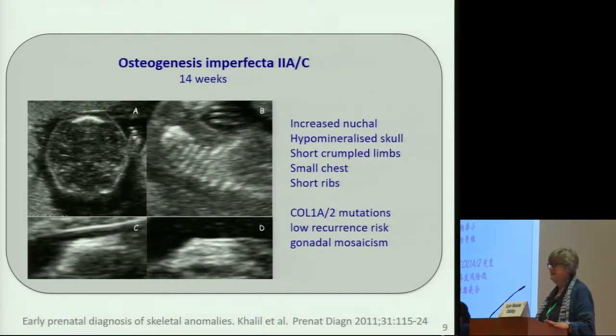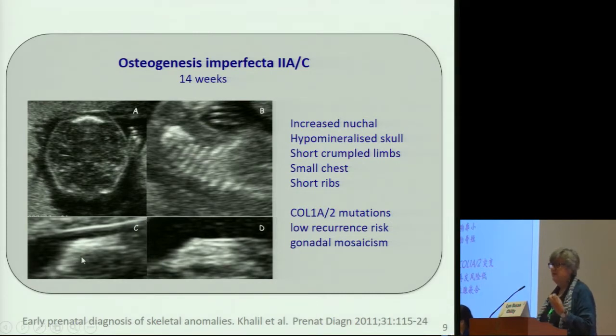Another lethal skeletal dysplasia that will present in the first trimester is osteogenesis imperfecta. Now there are many forms of osteogenesis imperfecta, and the sort that I'm talking about here are type 2A/2C, and this is lethal. It presents with profound hypomineralization of the skull. You can see the beading of the ribs here. This is at 14 weeks gestation.